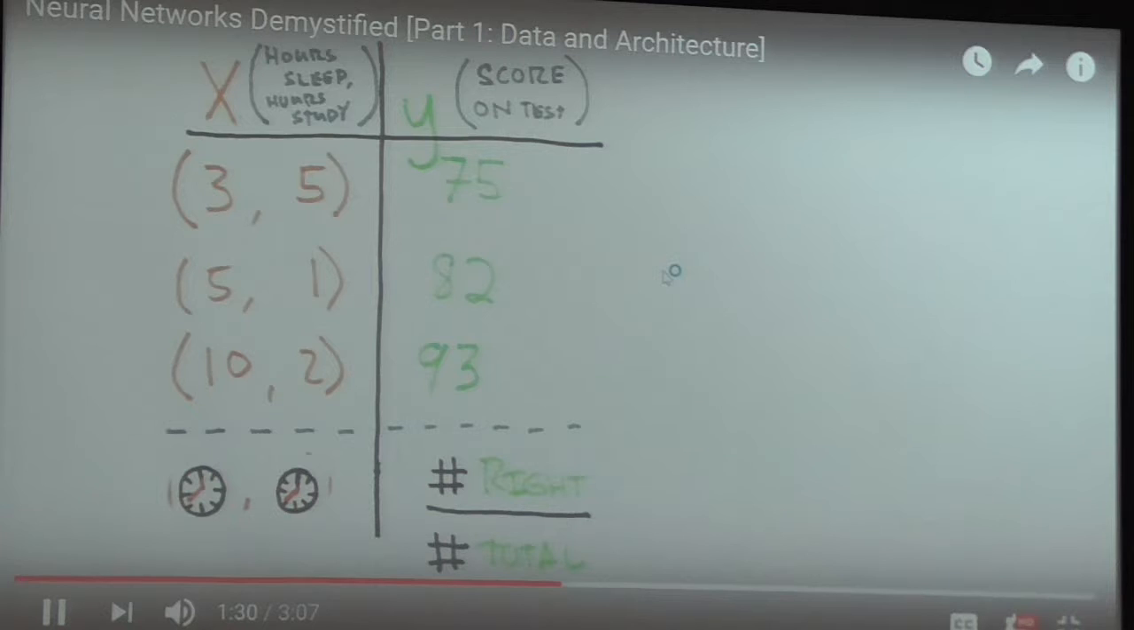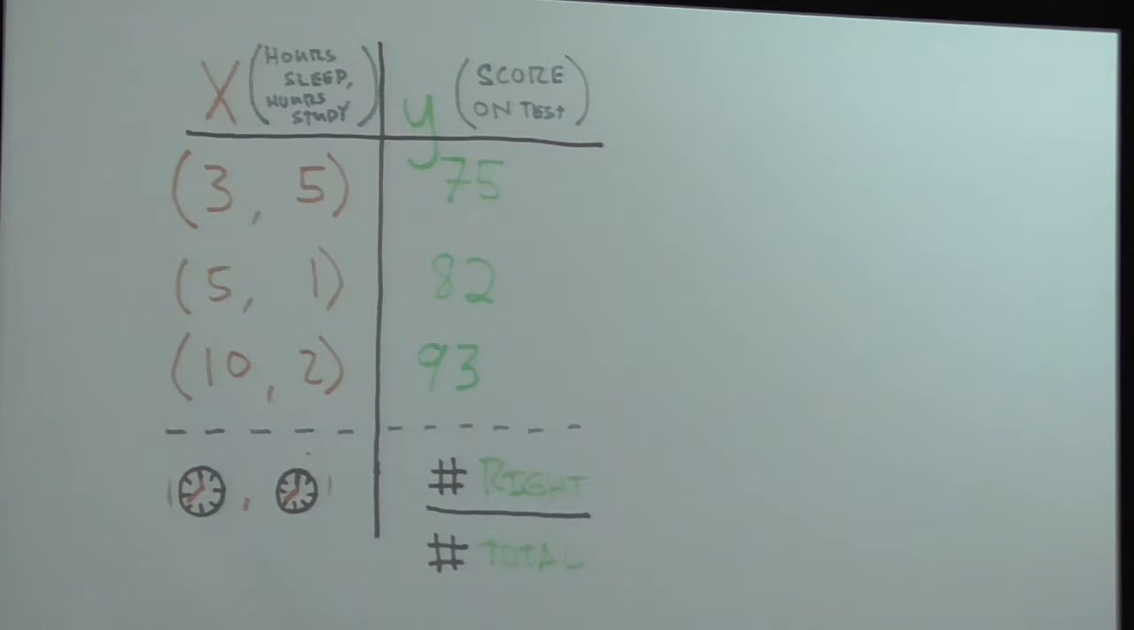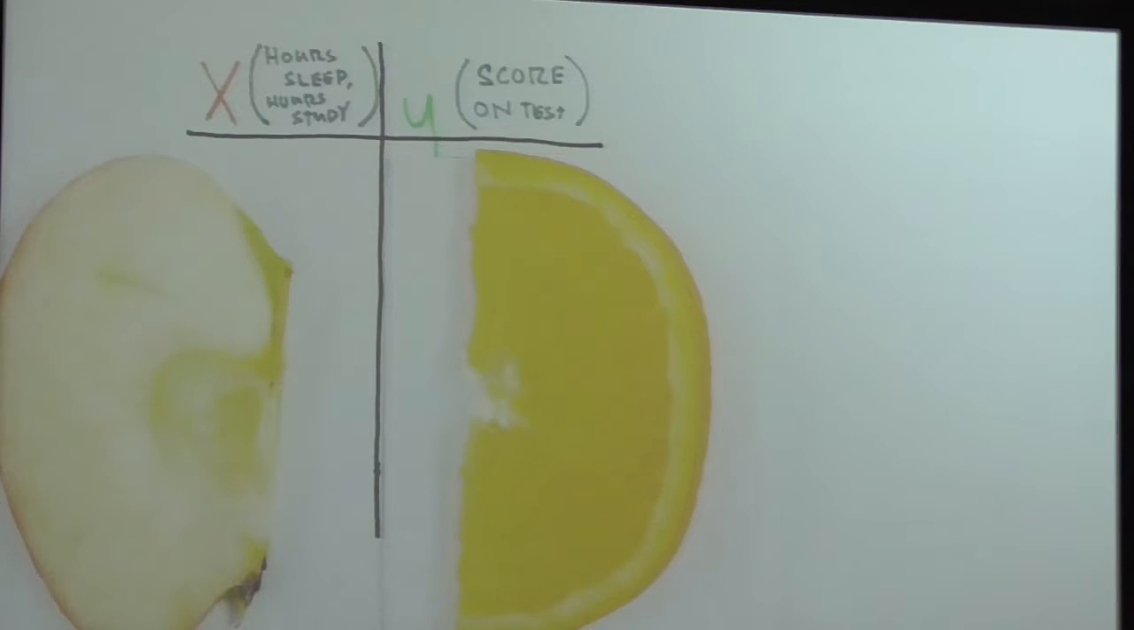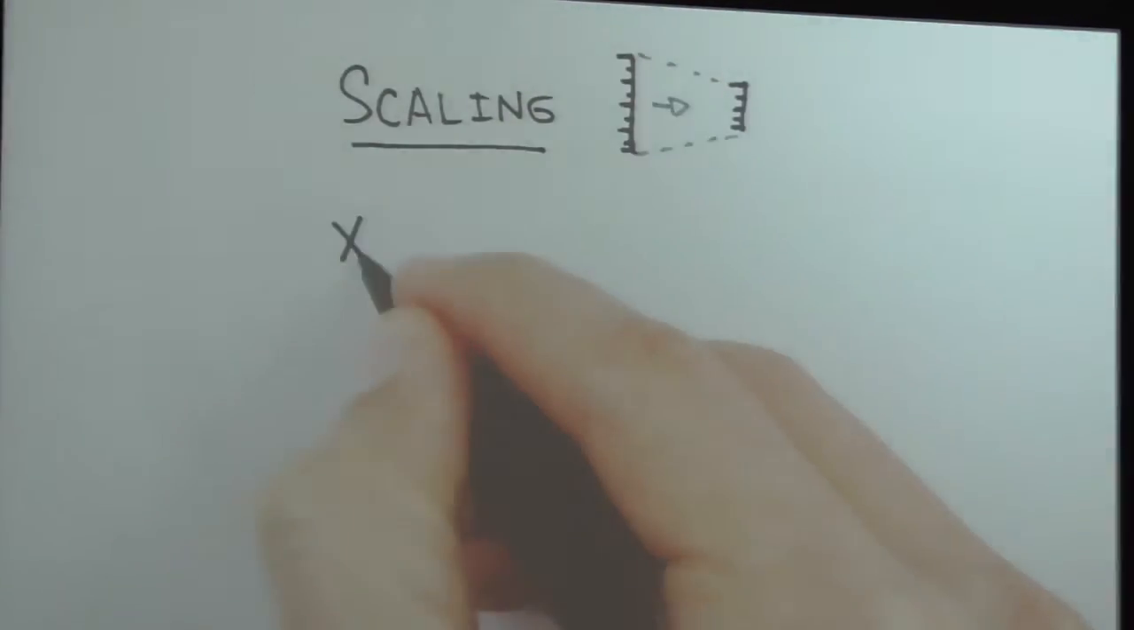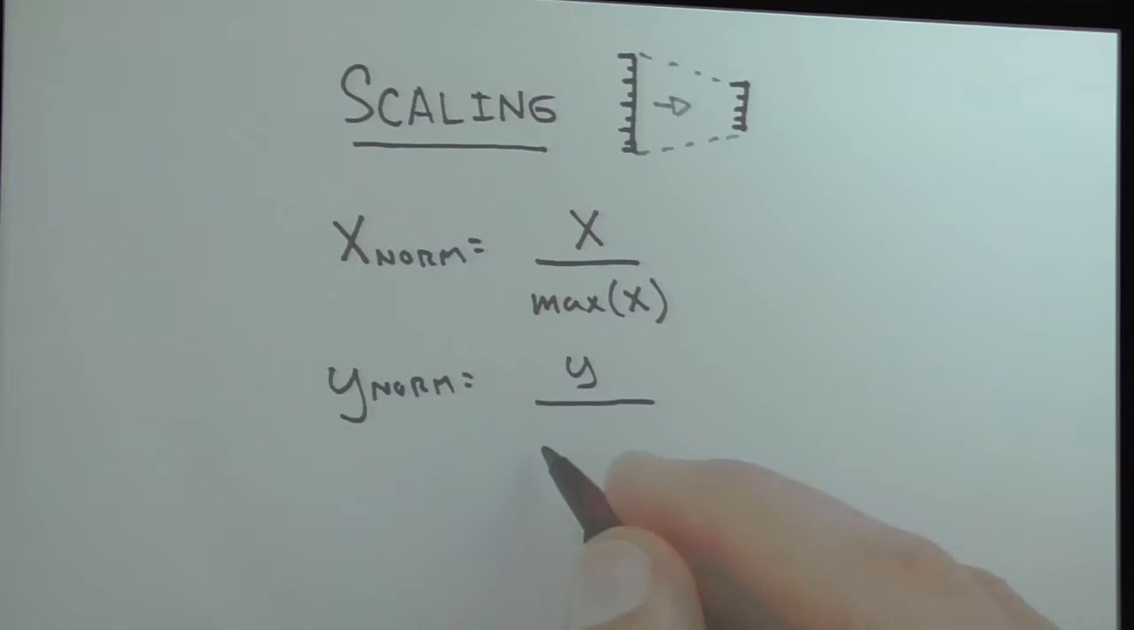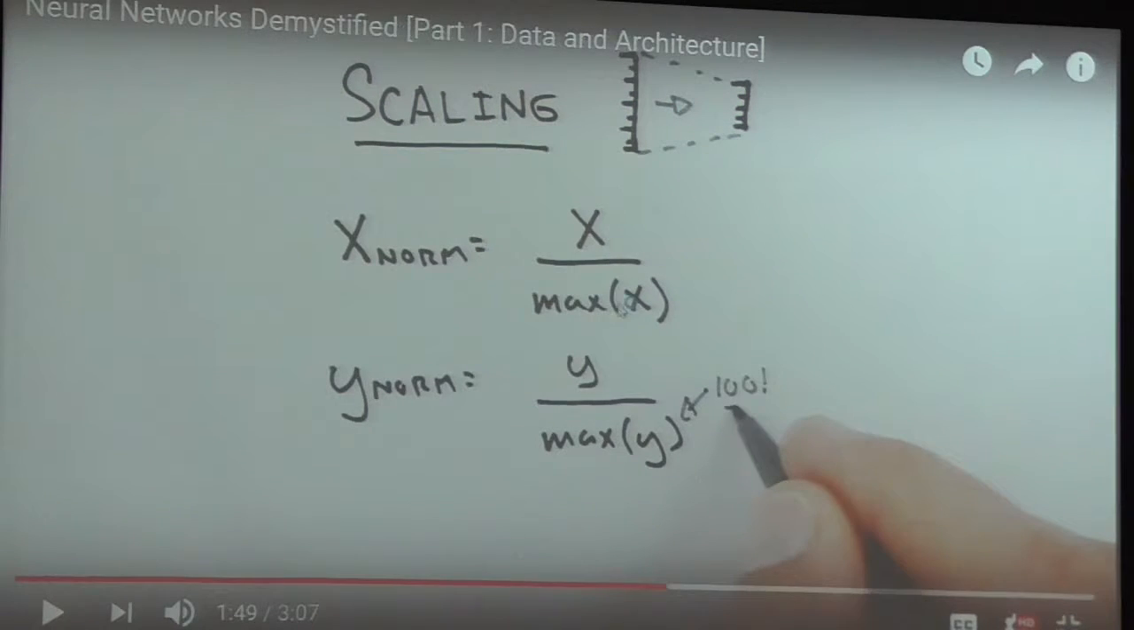Neural networks are smart, but not smart enough to guess the units of our data. It's kind of like asking our model to compare apples to oranges, where most learning models really only want to compare apples to apples. The solution is to scale our data. This way our model only sees standardized units. Here, we're going to take advantage of the fact that all our data is positive.